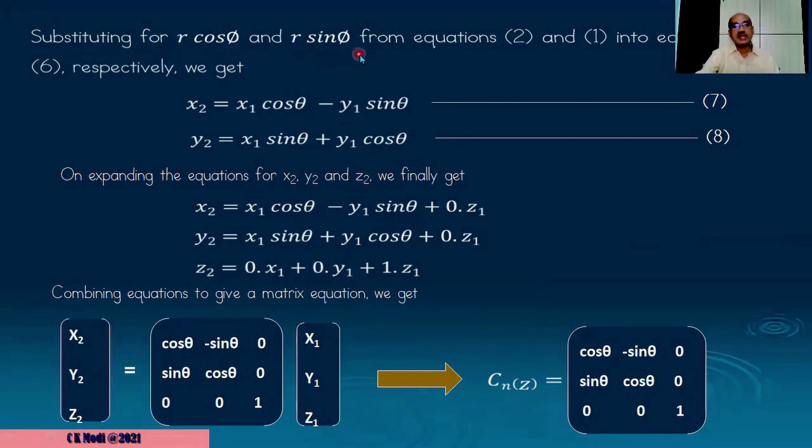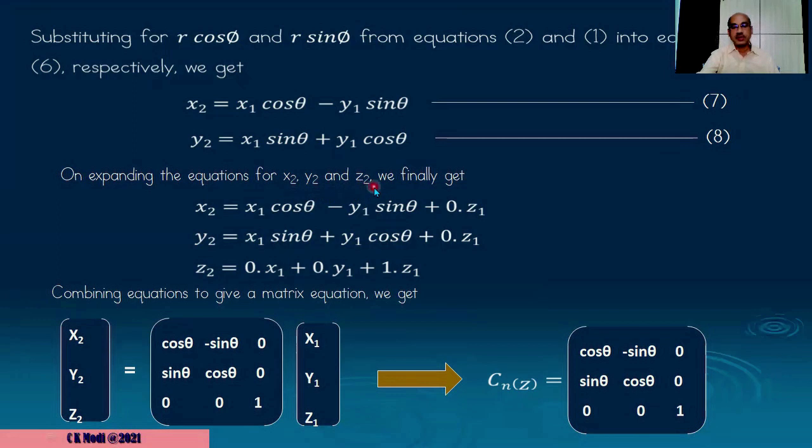Now substituting the value of r cos phi and r sin phi from equation number 2 and 1 into equation number 5 and 6 respectively, we get the simplified values: x2 is equal to x1 cos phi minus y1 sin phi, and y2 is equal to x1 sin phi plus y1 cos phi. These are equation number 7 and 8.